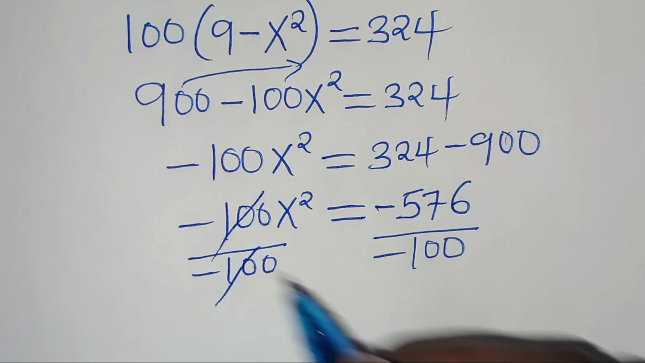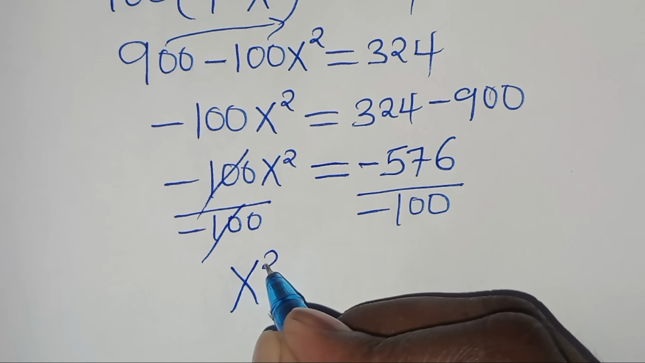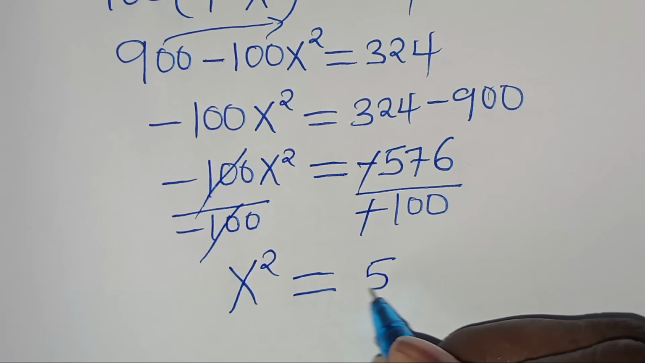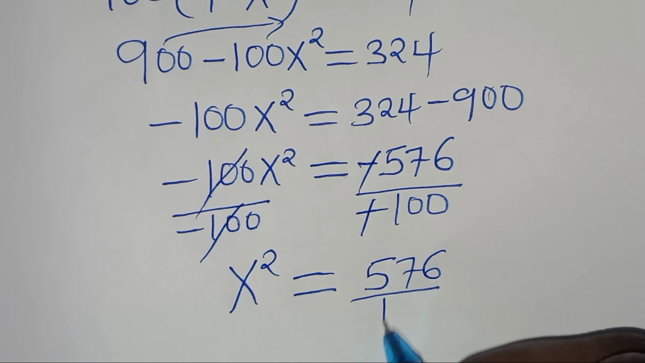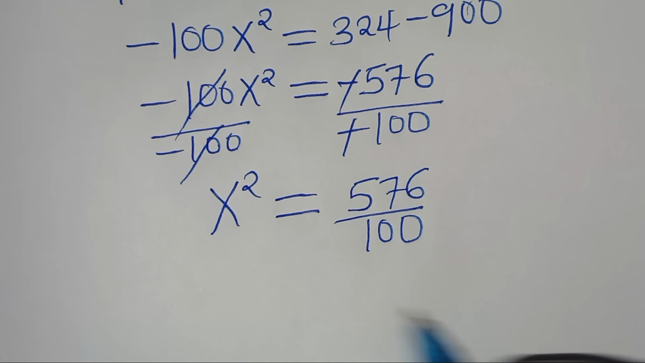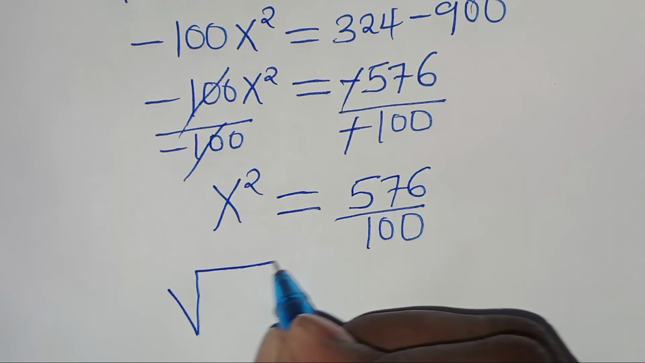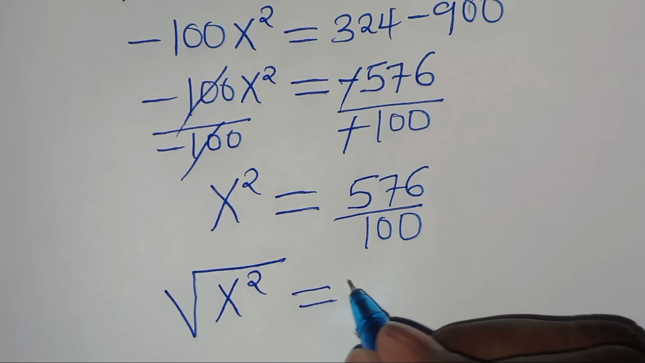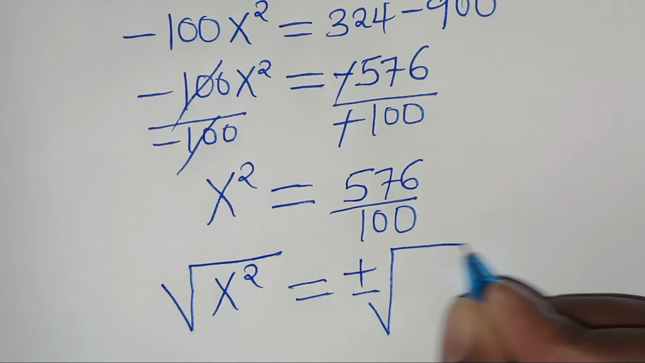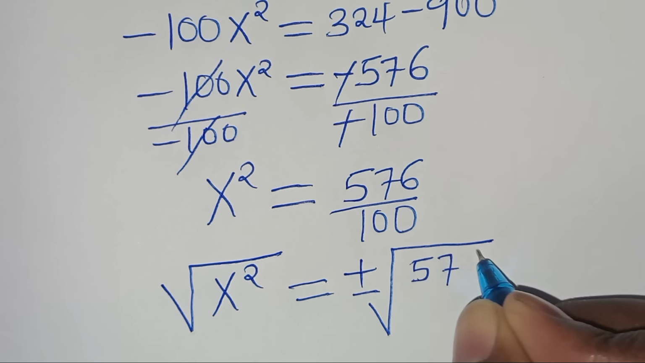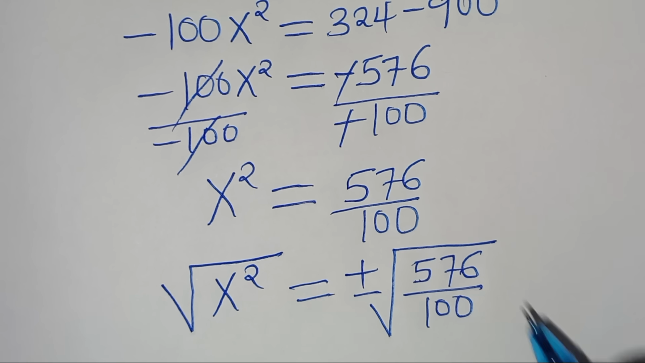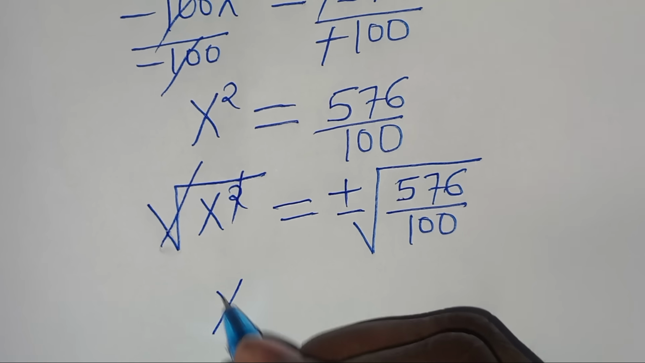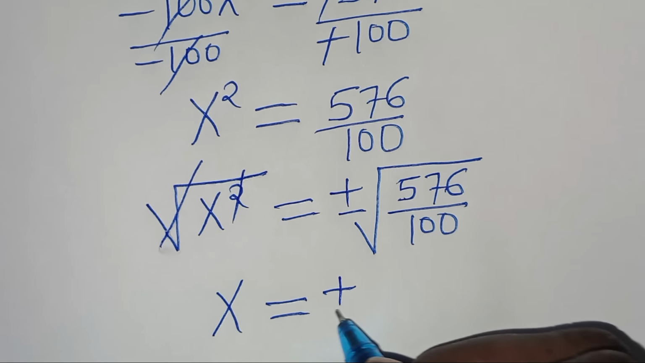So let's simplify here. So we have x to the power of 2. This is equal to, we simplify minus and minus. So we have 576 divided by 100. To solve for x here, let's introduce a square root on both sides. We have the square root of x squared. This is equal to plus or minus the square root of 576 divided by 100. So let's eliminate the square root sign here. So this is x equal to plus or minus.